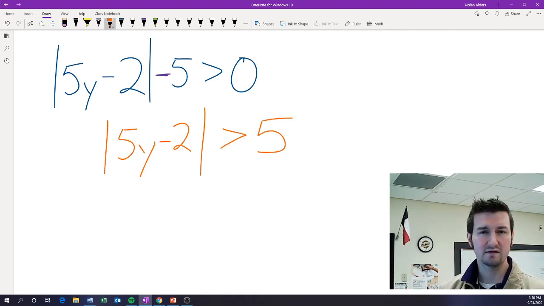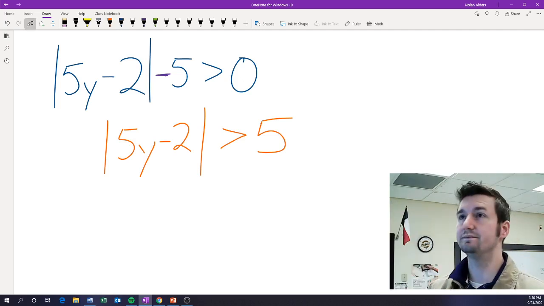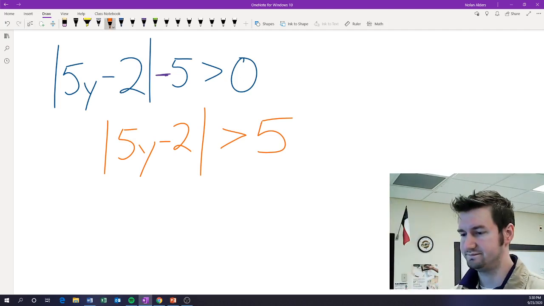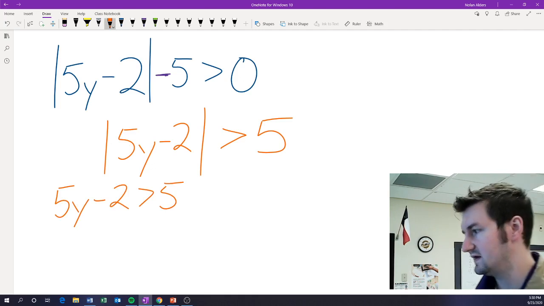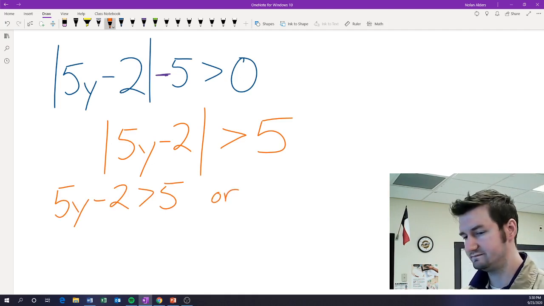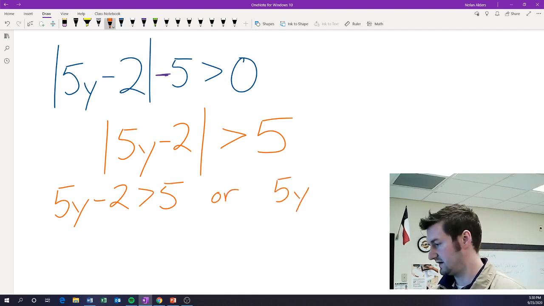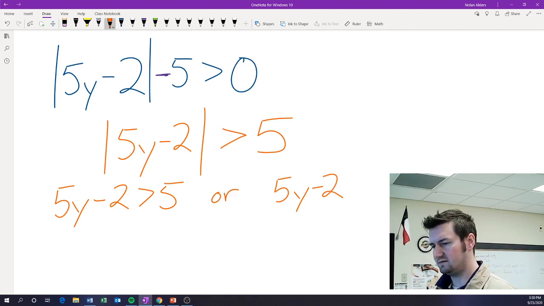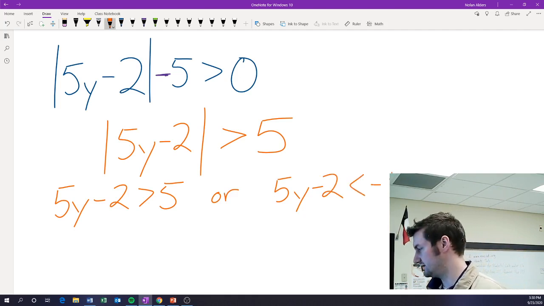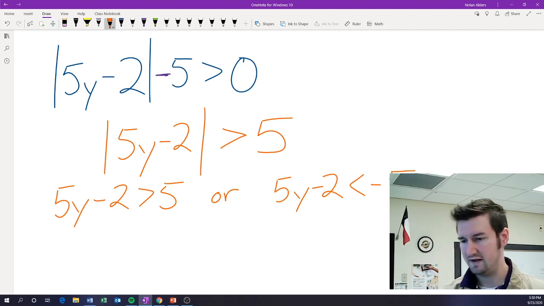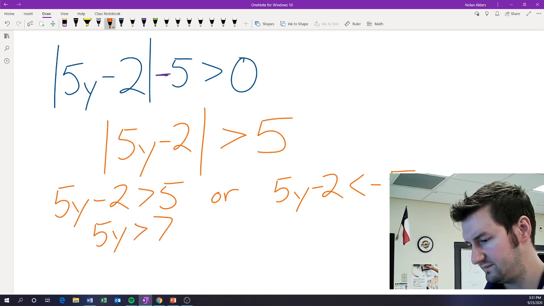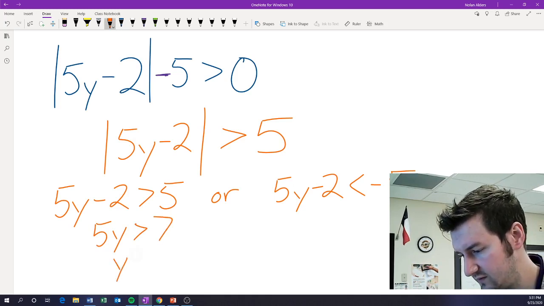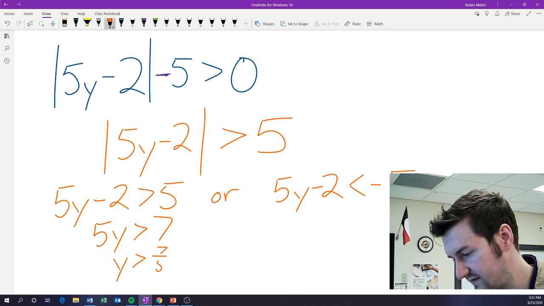Now we can split it into our two inequalities. We'll have 5y minus 2 is greater than 5, and then this one's going to be or, 5y minus 2 is less than negative 5. Then let's solve. We'll add 2 to the right, so we'll have 5y is greater than 7. And then we can divide by 5, so y will be greater than 7 over 5.